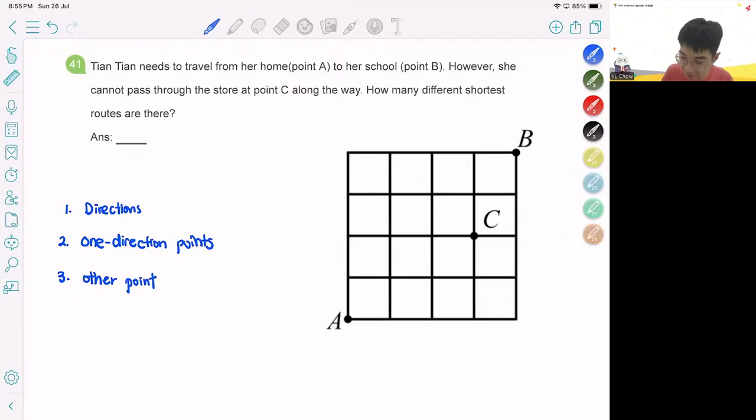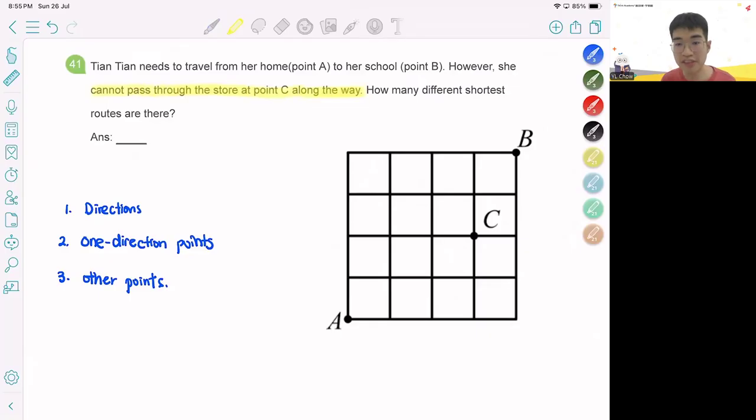So let's read the question. Tian Tian needs to travel from her home at point A to her school point B. However, she cannot pass through the store at point C along the way. This is the key point for today. She cannot pass through the store at point C along the way. How many different shortest routes are there?